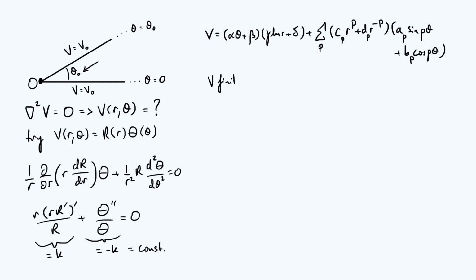Let me make a note of that. So v has to be finite when r is 0, which implies firstly that gamma should be 0. Also that all of the d_p's should be 0, right, for every possible value of p.